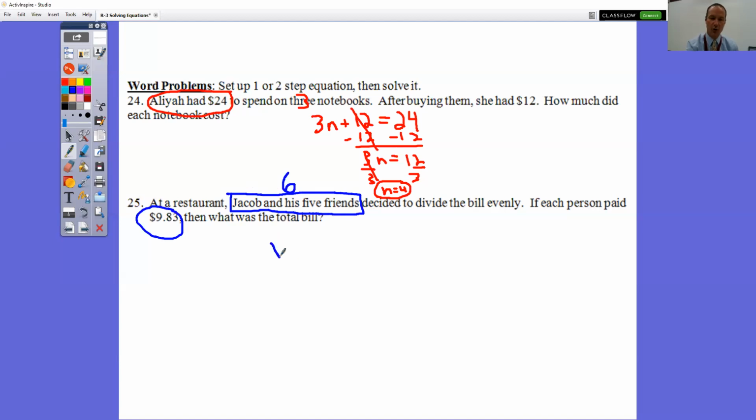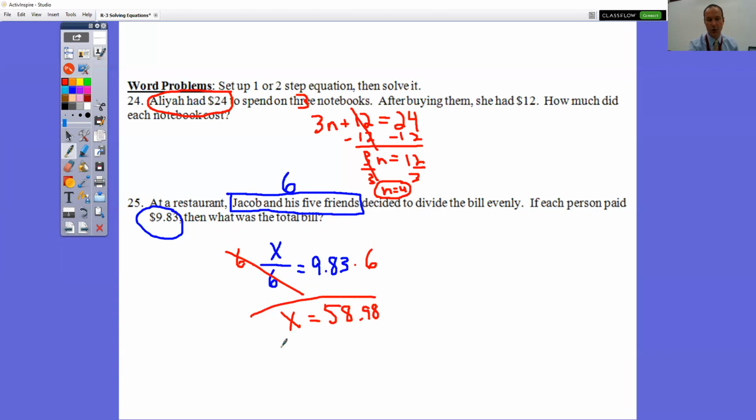If we start off with the total bill, which is what we're looking for, and we divide it by 6 people, how much does each person pay? They each pay $9.83. So it's our total bill divided by 6 equals the $9.83 per person. So all this is a one-step dividing question, just like yesterday. X divided by 6. So we want to do times 6 and times 6 to find our answer. 9.83 times 6 gives us 58.98. That was our total bill.